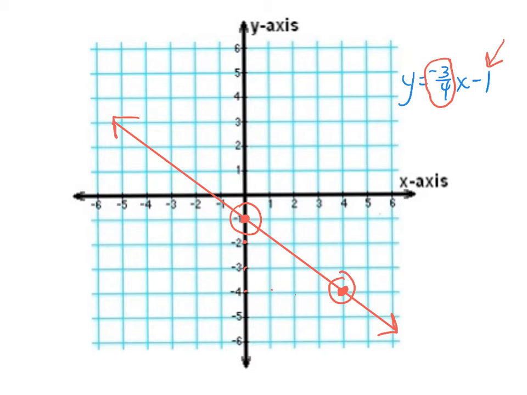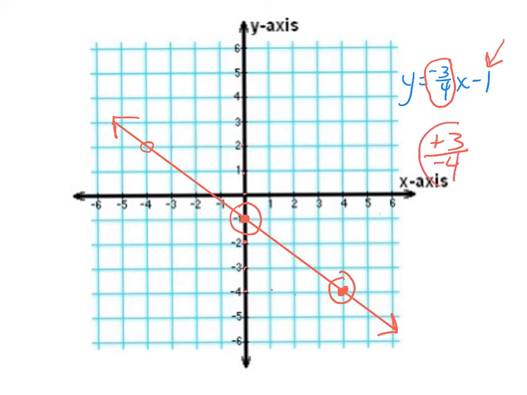So if the slope is -3/4, I can also go up 3. Up 3 is a +3. 1, 2, 3. And I'm going to go over 4 to the left. 1, 2, 3, 4. Because going over to the left would be a -4.